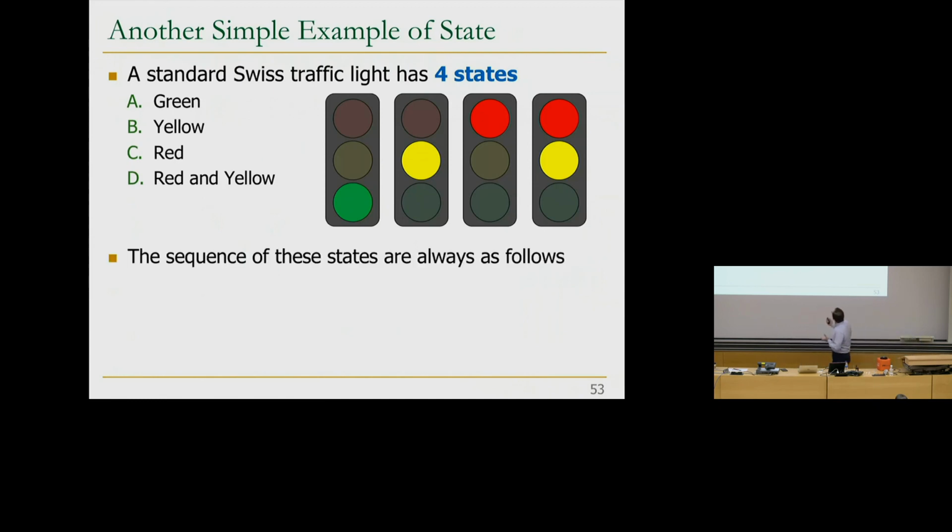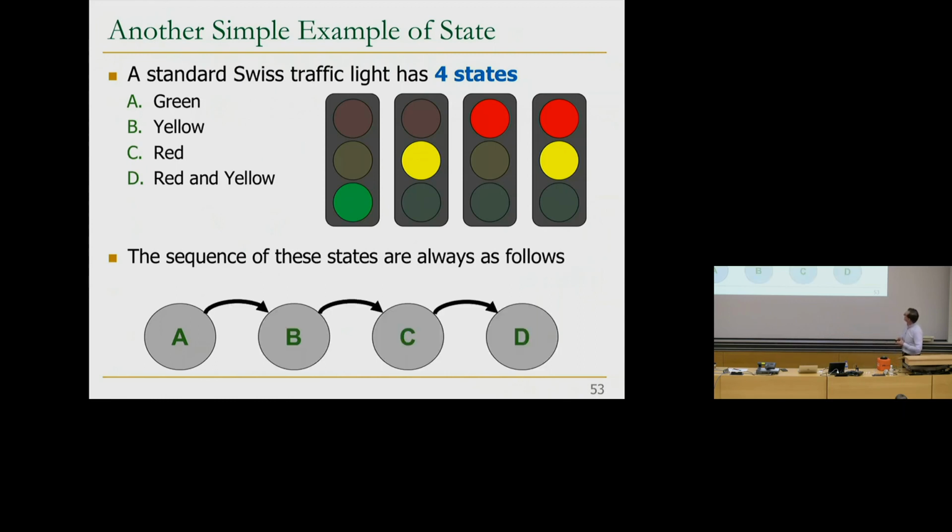The sequence of these states are always as follows. You go from green to yellow to red, and then red and yellow, and then you go back to green. And if you have a stupid traffic light, you basically have times associated with them. Let's assume that you stay, I don't know, 10 seconds here, and after 10 seconds you go here, and you stay 10 seconds here, after 10 seconds you go here. Of course, it's not 10 seconds. 10 seconds in this state may not be great, right? Maybe you stay in that state for 1 second or 0.5 seconds.